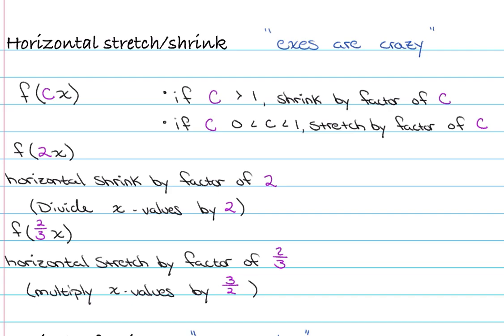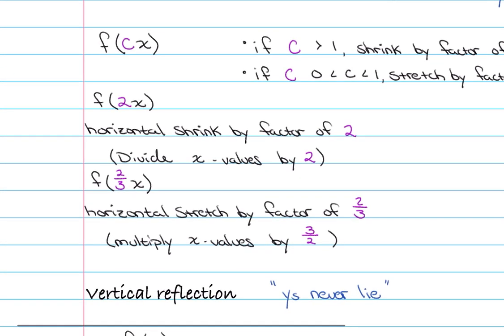For our examples, I have f(2x). The 2 is acting upon the x. It's kind of inside those parentheses. So this is a horizontal shrink by a factor of 2. All right. And since our x's are crazy, we have to do the opposite of what it says. So instead of multiplying by 2, we're really going to divide by 2. So that means that if we start off with, let's say, the point (2, 0), we're going to take our x value and divide it by 2. 2 divided by 2 is 1. Our y values don't change.